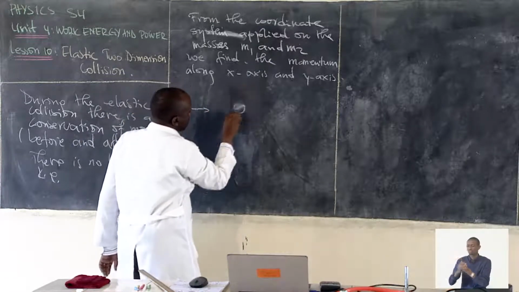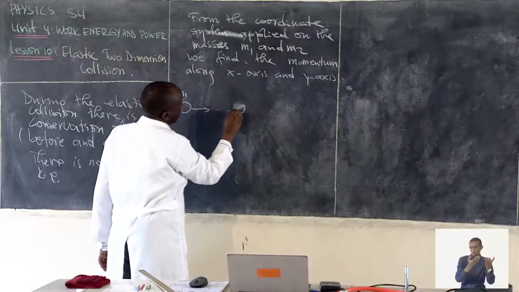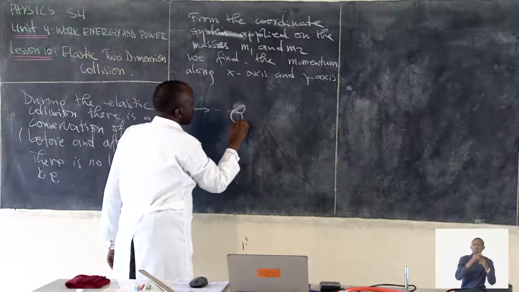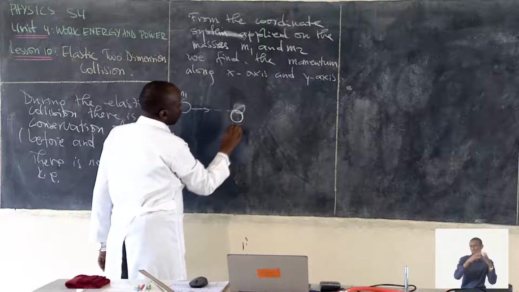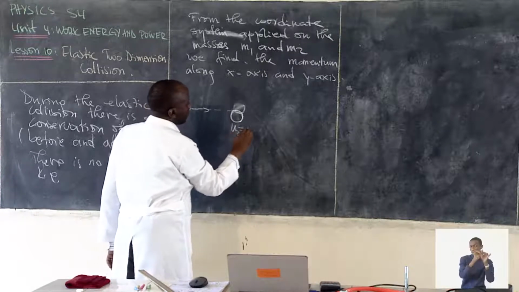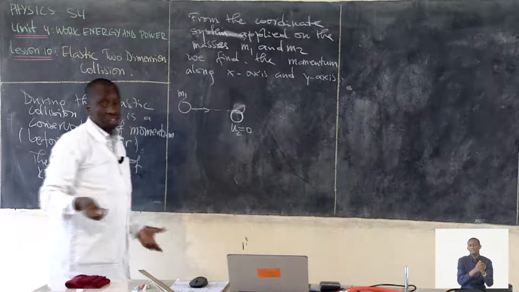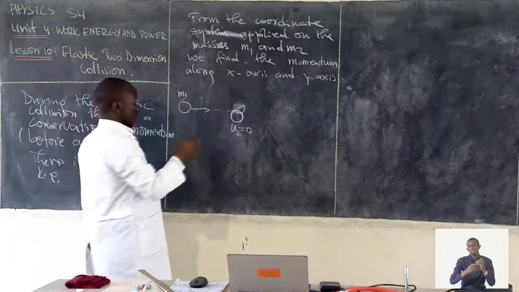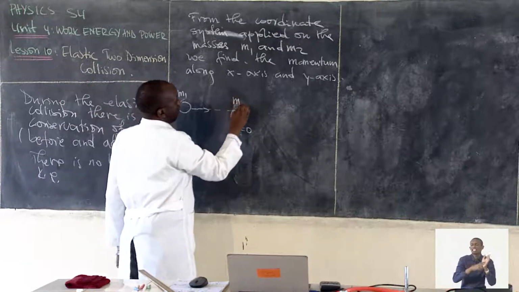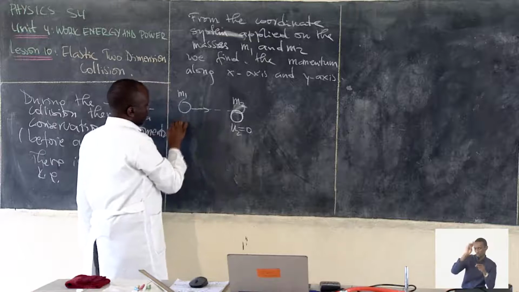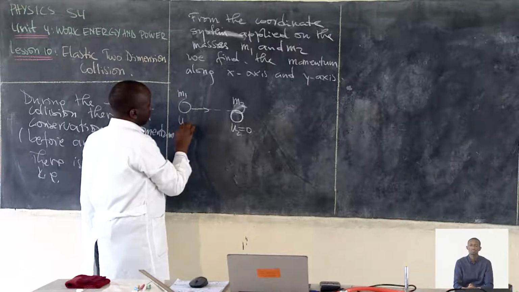We have this ball, this is M1, and there is another one that is stationary. Stationary means that this one is going to hit a second ball here, and its velocity, its speed, is equal to 0, and this is M2. This one has the velocity u1.